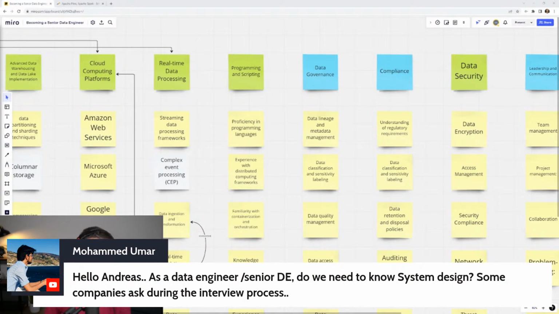Hey, Andreas, as a data engineer or senior data engineer, do we need to know system design? Some companies ask during the interview process.